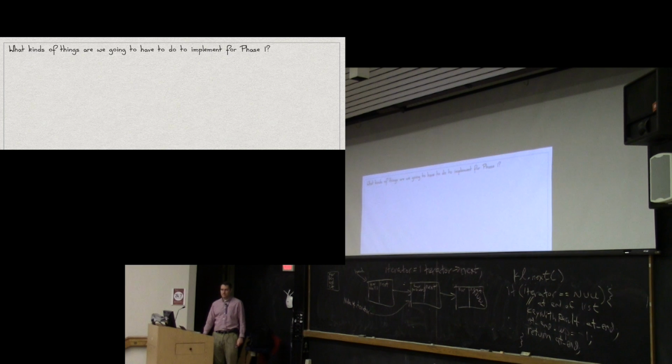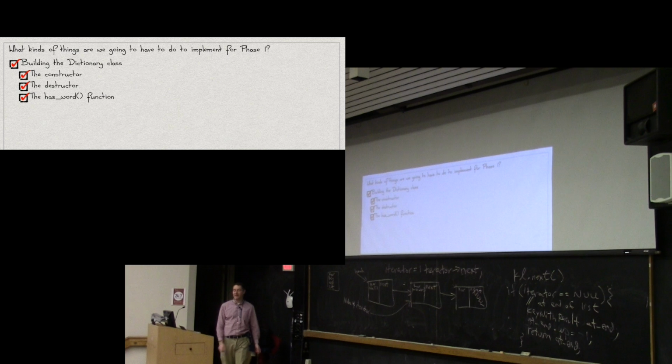That was phase 0. Phase 1, what are we doing? We are building this dictionary class. The dictionary class has a constructor. The dictionary class has a destructor. The dictionary class has a has-word function. The dictionary class does not even have an insert function because we have created a read file function for you, which just populates your list for you. So you don't need to worry about that.